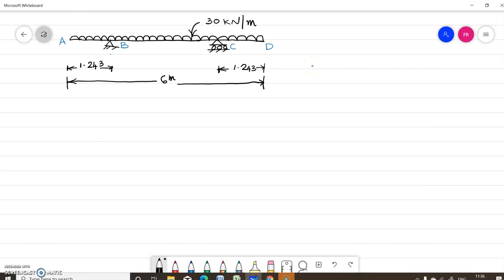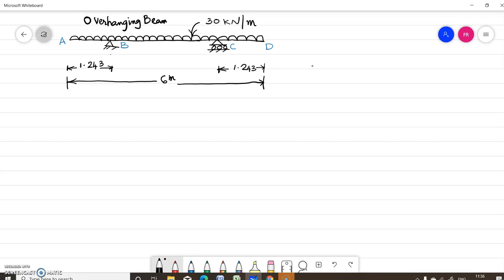Okay, students, now we'll see about the shear force diagram and bending moment diagram of an overhanging beam. Now here you have a beam ABCD which has overhangs beyond B and beyond C, overhanging to both sides of the supports B and C. So you can see here this beam is symmetric about the centroidal axis.